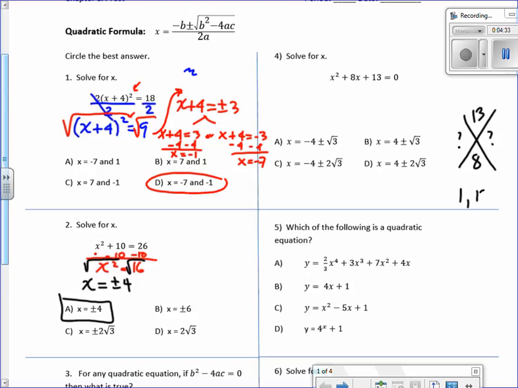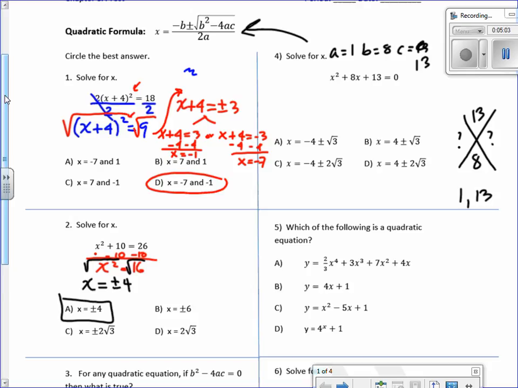Unfortunately not, because the only numbers that multiply to make 13 are 1 and 13. And so the x method won't work, so I have to use the quadratic formula, which is up here. So a equals 1, b equals 8, and c equals 13. Remember, a and b are the coefficients of the variable terms, and c is the constant.